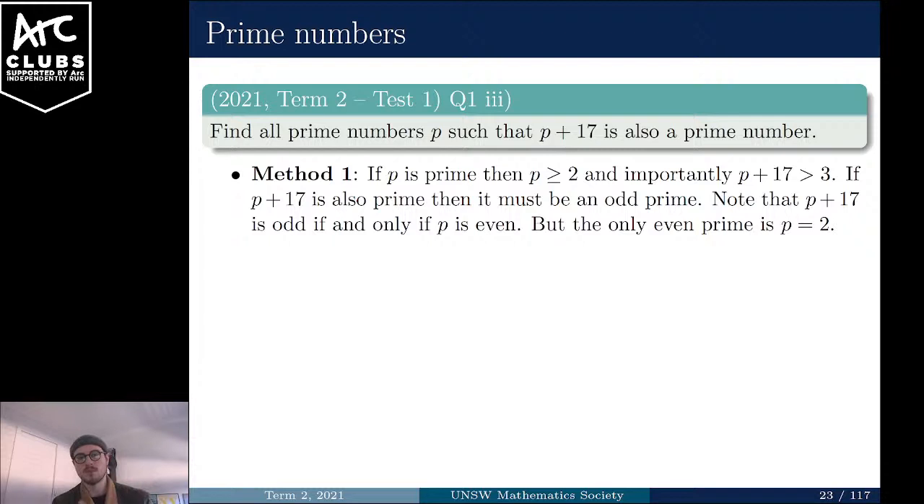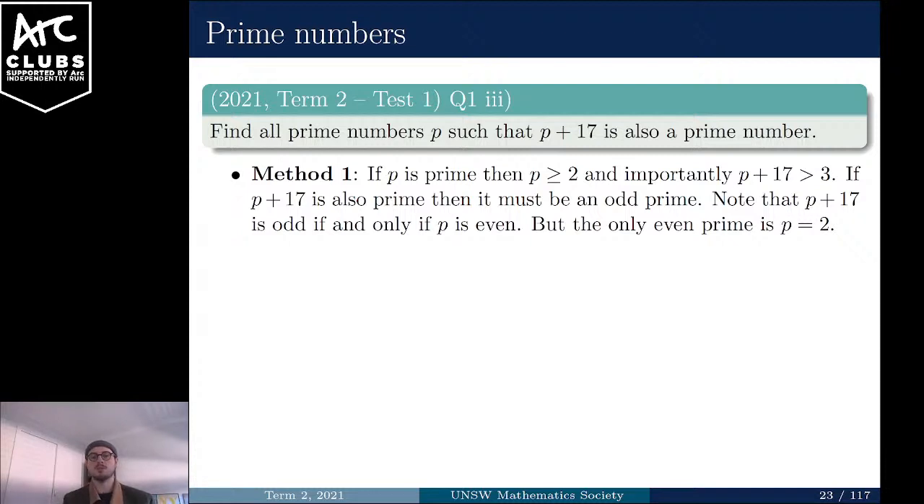Okay, find all prime numbers p such that p plus 17 is also a prime number. So if p is a prime, then p is greater than or equal to 2. That's guaranteed, because the smallest prime number we can ever think of is 2. Importantly, p plus 17 is then greater than 3. It's much greater than 3, because it's greater than or equal to 19 by definition. Cool. So we're going to assume that p is a prime, start there, and see how we can make it so that p plus 17 is also a prime. Is that possible? And if it is possible, what is that prime?